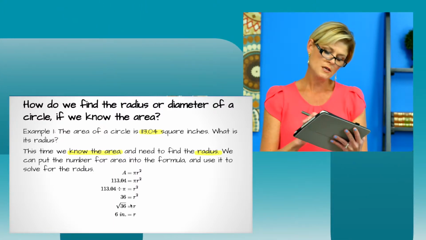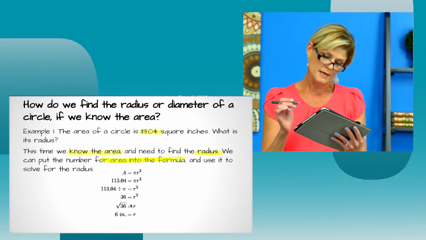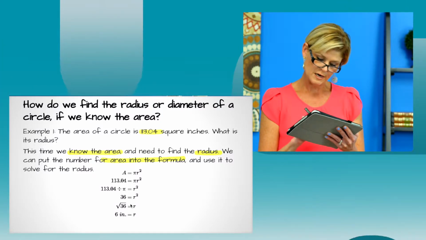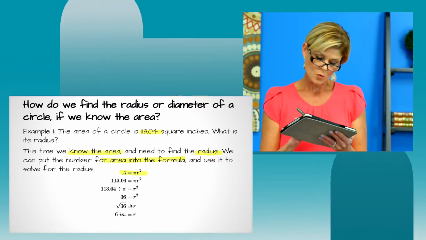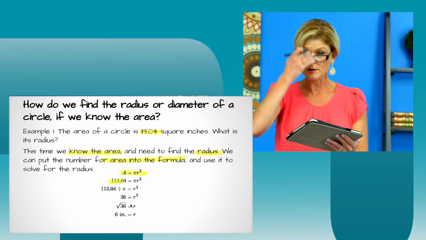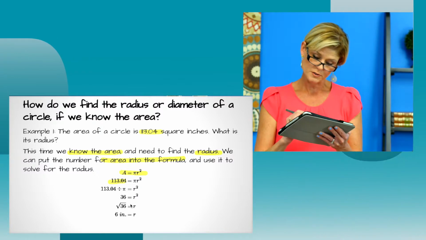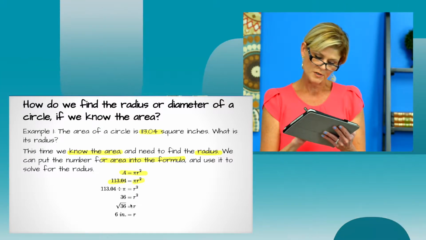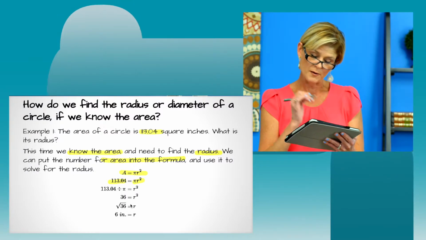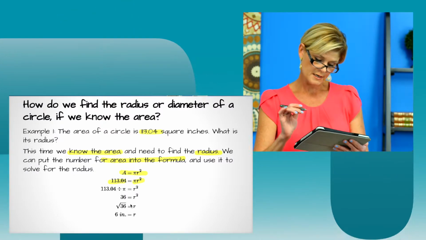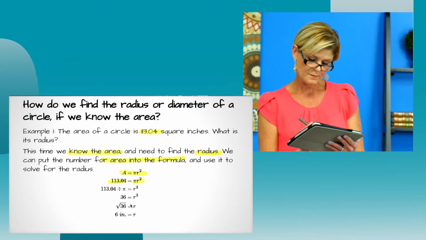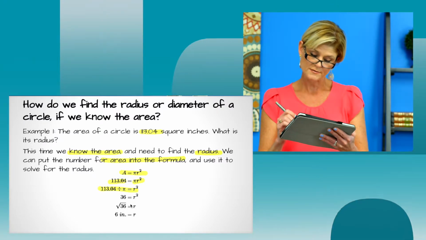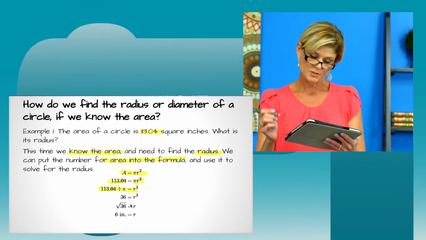So we can put the number for area into the formula and use it to solve for the radius. Our formula, remember, was area equals pi r squared. We know the area is 113.04, so 113.04 equals pi r squared. I'm going to divide both sides by pi. Pi will cancel out on the right side of the equal sign. So now I have 113.04 divided by pi equals r squared.